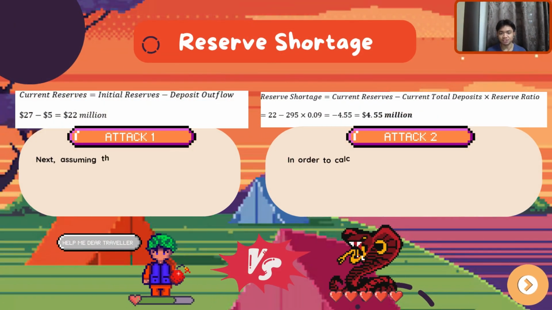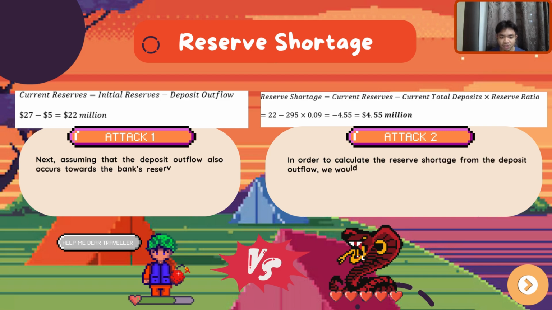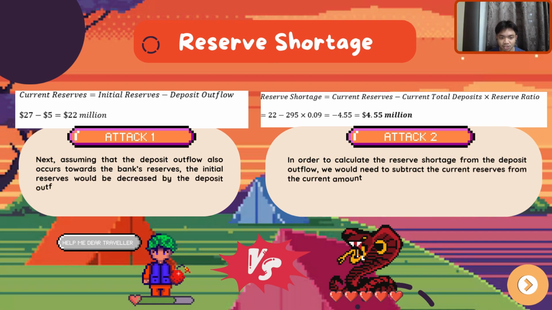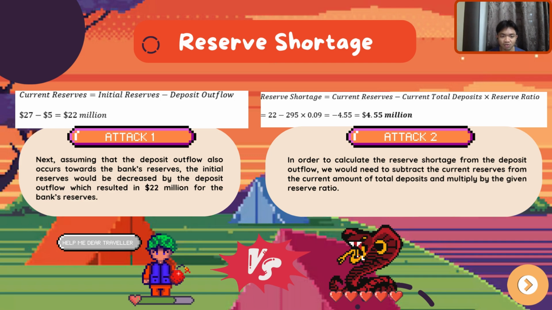Next, we need to find the reserve shortage. Assuming that the deposit outflow also occurs toward the bank's reserves, the initial reserves will be decreased by the deposit outflow, which results in 22 million for the bank reserves. So the formula is current reserves equal initial reserves minus deposit outflow, which gives us 22 million.